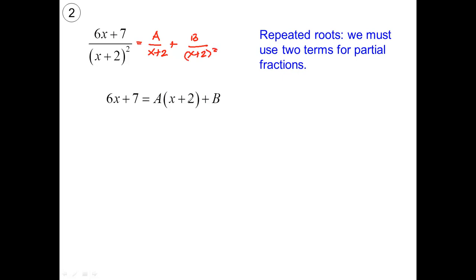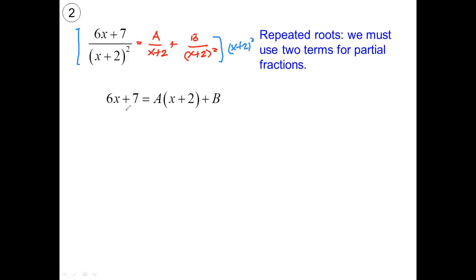The reason why you have this is because if you remember our procedure in the first example that I discussed, you will need to multiply this by the original denominator. Okay, so this will now be the resulting expression.